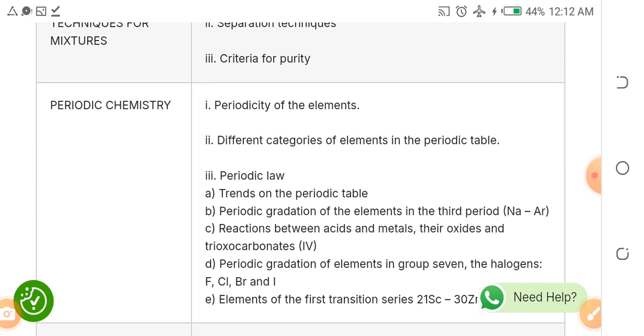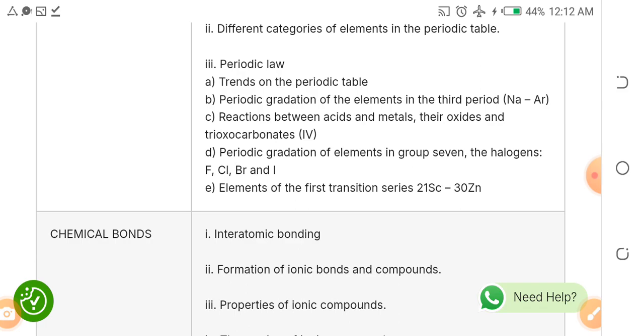Periodic chemistry. Okay, periodicity of elements, different categories of elements in the periodic table. So just go and read the periodic table. Periodic law, trends on the periodic table, periodic gradation of the elements in the third period, reaction between acid and metals, the oxide and trioxocarbonates period. I hope you are seeing it. Anyone I mention, just go and read up those areas. You can see them on the screen.